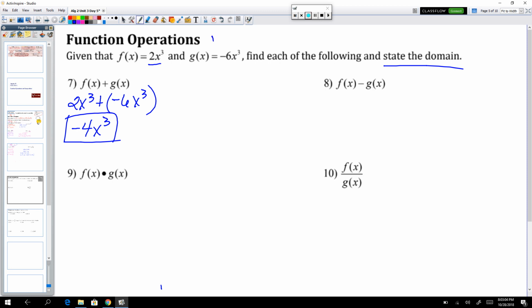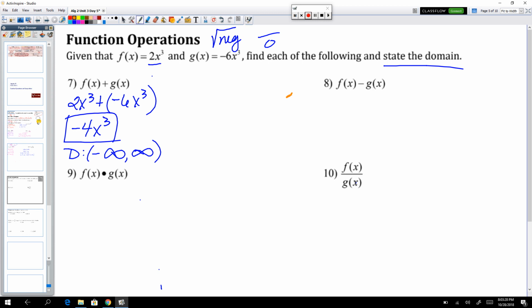Can we possibly break the square root of a negative or division by 0? Hopefully you thought to yourself, no, there's nothing I can do to break any of those rules. So my domain is everything from -infinity to infinity, or all real numbers. Let's take a look at number 8.